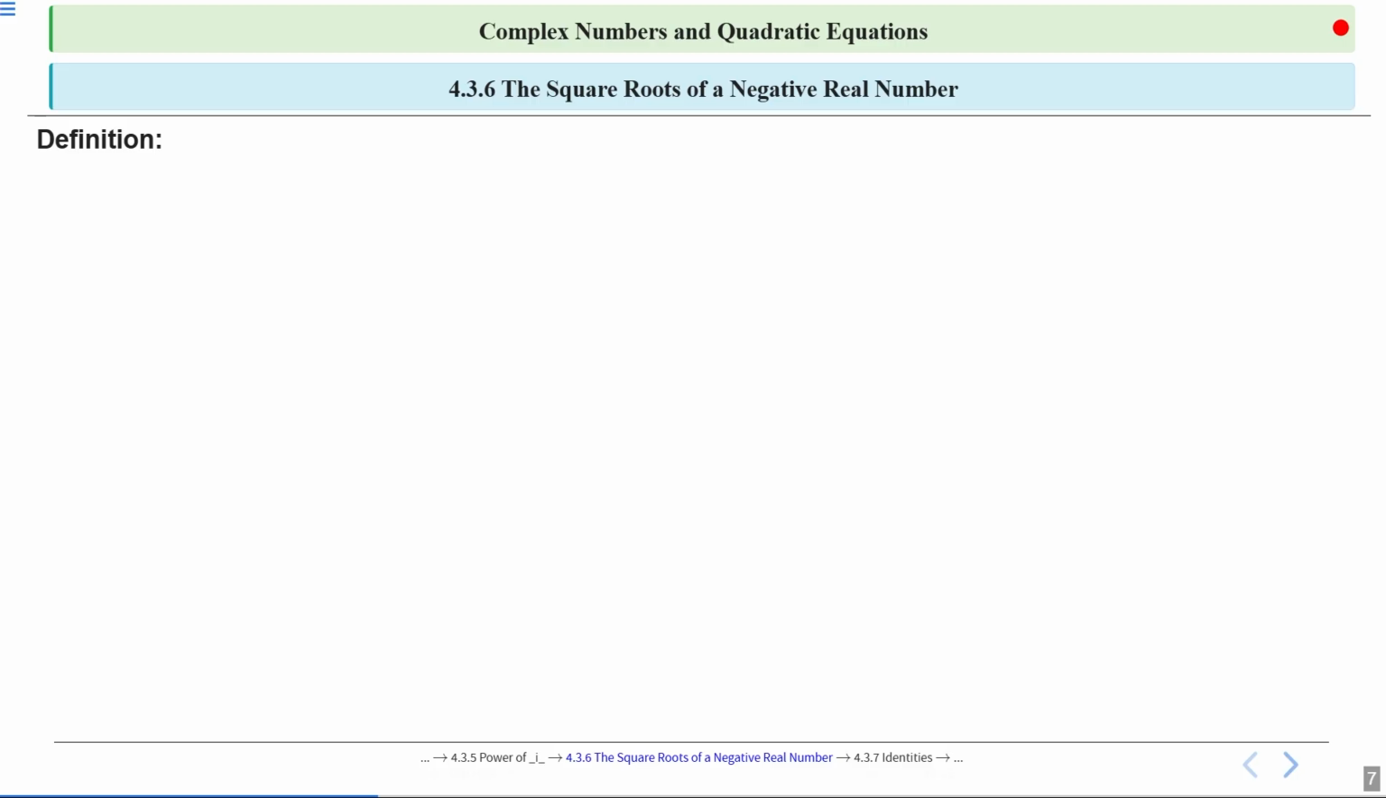So this is a fundamental concept in understanding complex numbers and quadratic equations. Let's pay close attention to how we handle square roots when negative numbers are involved. So let's look at the definition. If a is a positive real number, then the square root of negative a is what we are interested in. This sets up the idea that we can extend our understanding of square roots beyond just positive numbers.